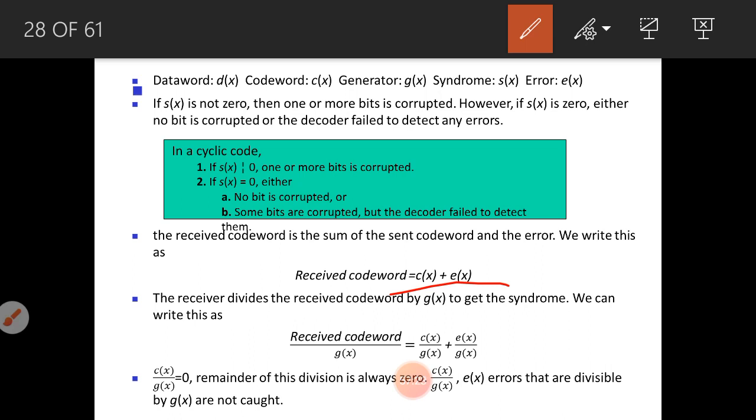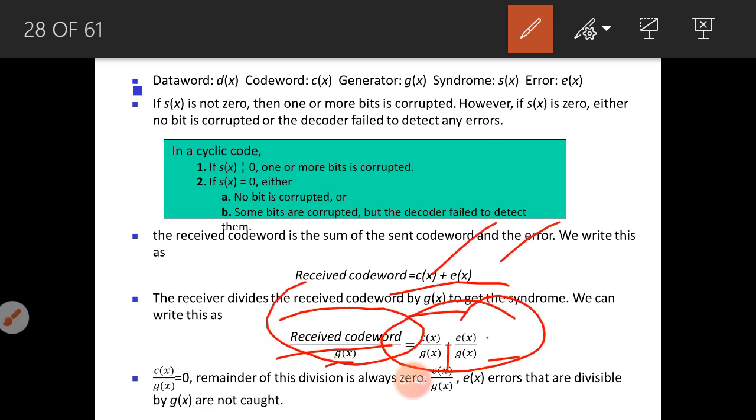Whatever the received code word, it is divided by the divisor, g of x. That can also be rewritten as c of x divided by g of x plus e of x divided by g of x, since the received code word is c of x plus e of x.